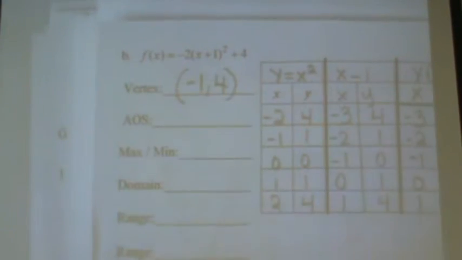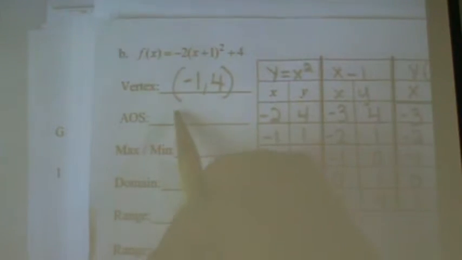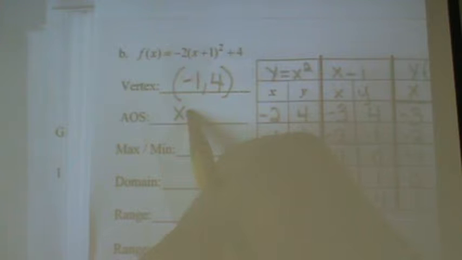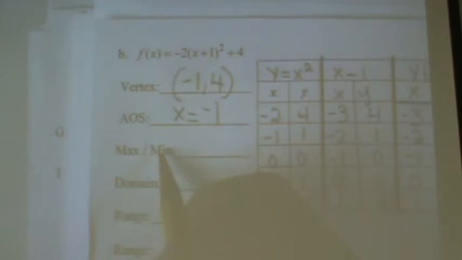What's the vertex? Negative 1, 4. Does it make sense? The equation and the graph. We want to be able to go from a table to a graph to the function. How about your axis of symmetry? What are you going to write? X equals negative 1. Is this a minimum or a maximum? It's a maximum. It looks like a roller coaster, you'd be at the top of the roller coaster. The vertex is a maximum.